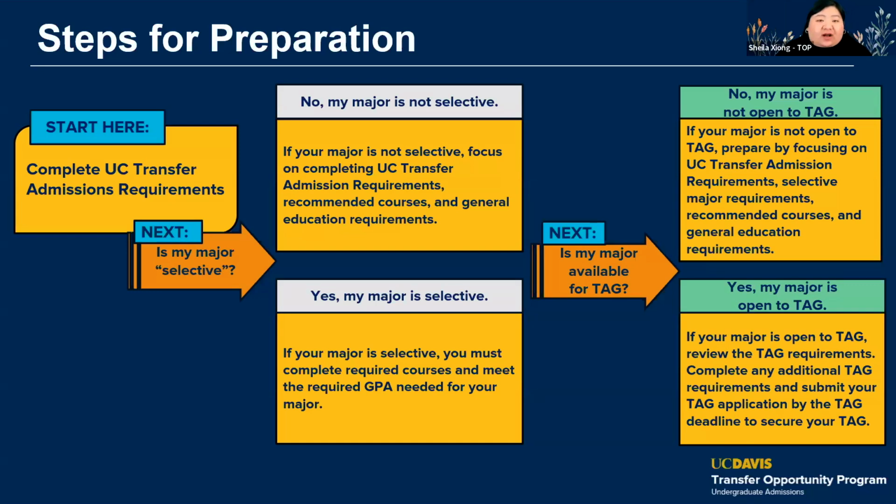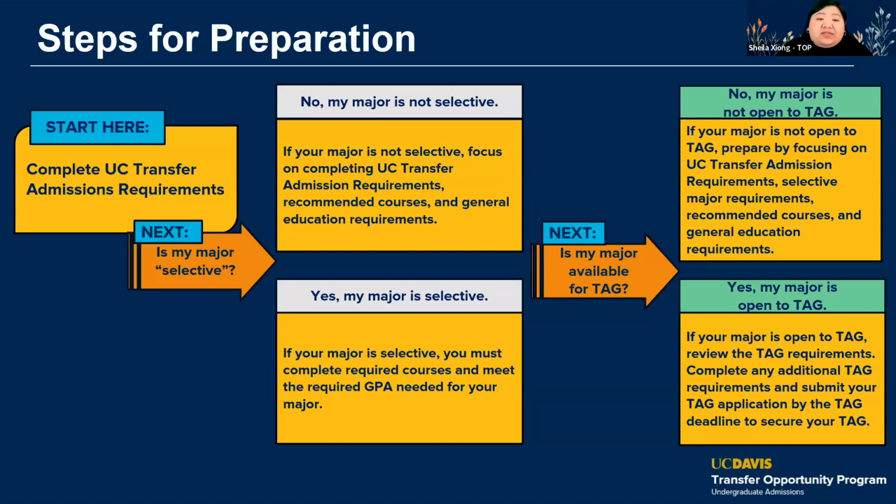Next, after you've figured out whether your major is selective or not, is my major available for TAG? There's something known as the Transfer Admission Guarantee, or the TAG, that's available to transfer students. There are 6 UC campuses that offer a TAG. So UCLA, UC Berkeley, and UC San Diego are not part of the TAG, but the other 6 campuses are. If your major is available to TAG, it is an admission guarantee conditional upon you meeting the requirements.